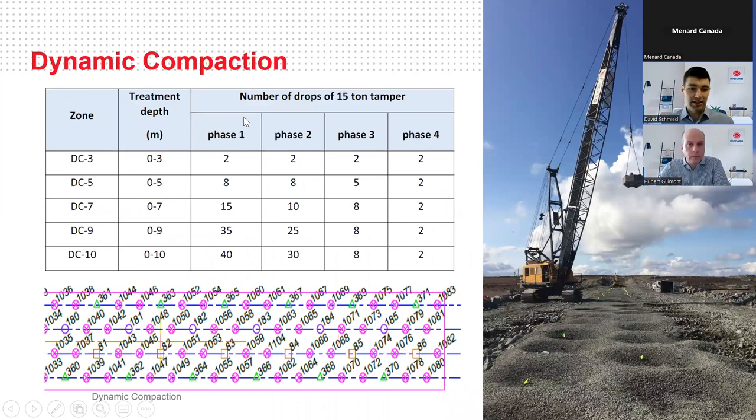And here's just an example of how it went. For the really shallow stuff near the ends, very, very simple, just a couple drops per phase. But when you're getting into those deeper treatment zones, 10 meters or so, you're really loading up phase one with 40 drops and reducing it as you go. We did 4 phases here. By the time you get to that last phase, it's really just an ironing phase to sweep over the surface of the entire area.